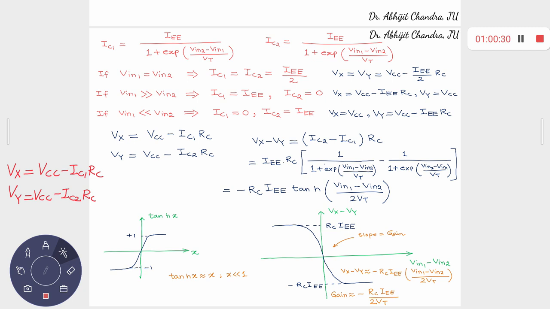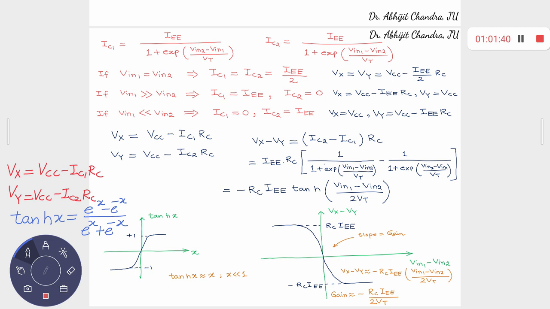What is the formula? Let me write it down. Tan hyperbolic x is equal to this one, sin hyperbolic x by cos hyperbolic x. So when x is equal to 0, you have 1 minus 1, 0 upon something, that is 0. When x is much, much greater than unity, e to the power minus x can be regarded to be how much? 0. So e to the power x by e to the power x, that is equal to 1. And when x is much, much less than minus 1, then you have minus 1.